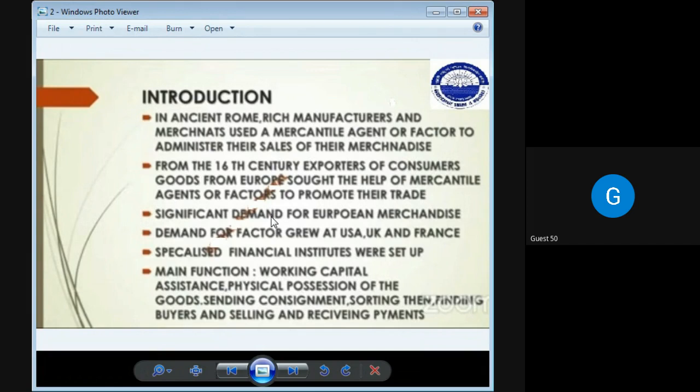Factors are specialized financial institutions. We can say that banks and non-banking financial institutions all work as a factor for manufacturers, for sellers, or in short, for businesses. The main function of factors is working capital assistance. They provide working capital assistance, physical possession of the goods, sending consignments, sorting them, finding buyers, selling and receiving payments. These are all the work of the factors.